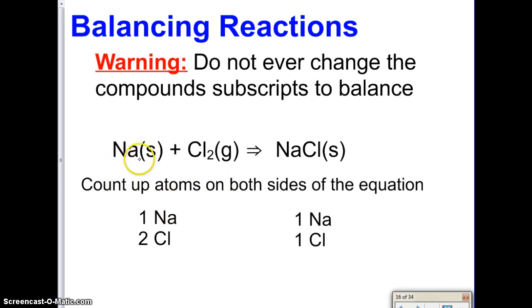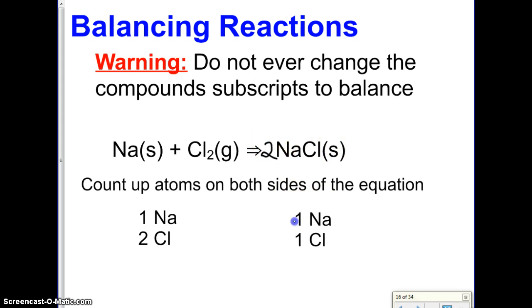So sodium here, there's no number after it, so there's 1 sodium. Chlorine here, there's a 2 after it, so there are 2 chlorines. Sodium here, there's 1. Chlorine here, there's 1. So if I wanted to balance this, I need to think of multiplication. So I've got 2 chlorines here, 1 chlorine here. What can I multiply NaCl by to give me 2 chlorines? Well, that's going to be a 2.